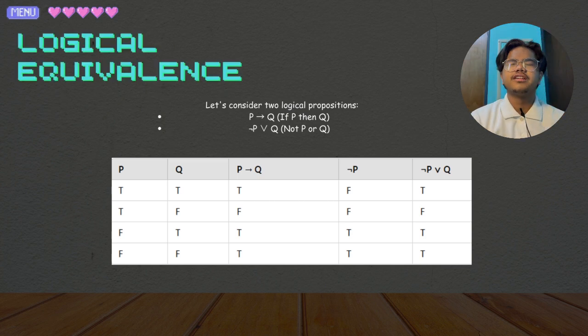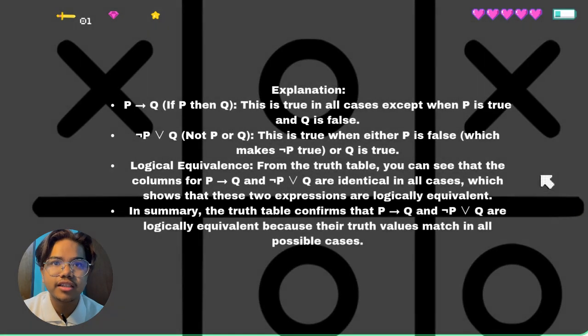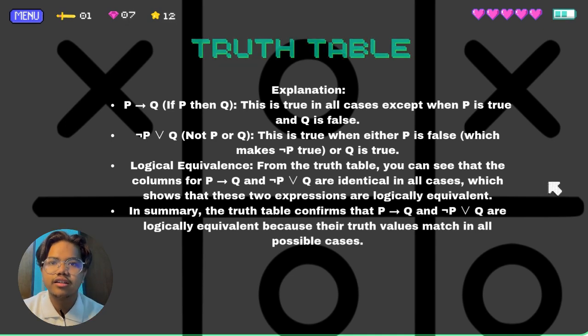So, I'm going to give you an explanation from this truth table. If P then Q. This is true in all cases except when P is true and Q is false. Secondly, not P or Q. This is true when either P is false, which makes not P true, or Q is true.